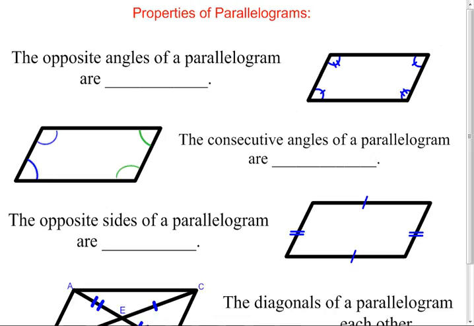Opposite angles of a parallelogram are congruent. Now, we have to fix this because it's not right. It looks like these consecutive angles are congruent. They are not. So I'll put a double mark there and a double one there. Opposite angles are congruent. But consecutive angles are, look at them, acute and obtuse. What are they going to add up to? 180. So they're going to be supplementary.